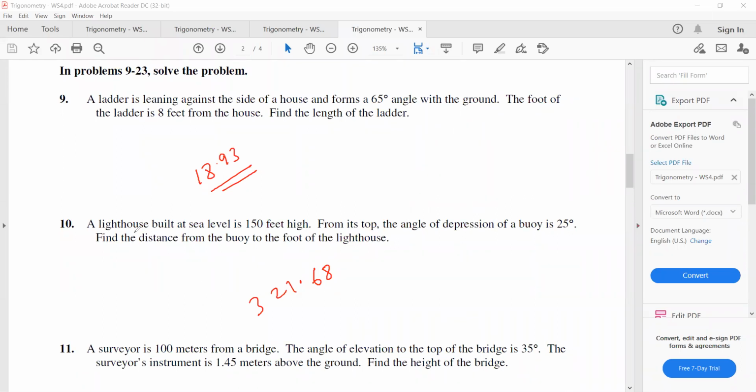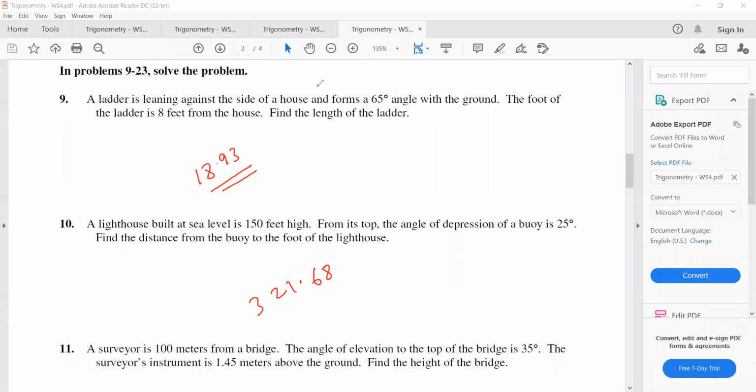Number 10. A lighthouse built at sea level is 150 feet high. From its top, the angle of depression of a buoy is 25 degrees. Find the distance from the buoy to the foot of the lighthouse. Maybe your drawing is wrong. Let me draw it first.